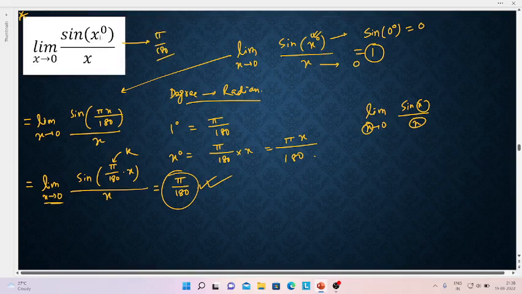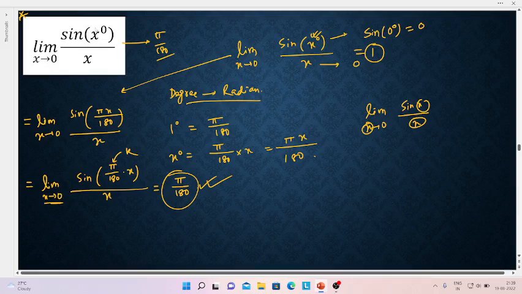Since here x degree is there, we can't apply the formula of sin x upon x, because x degree and x are totally different things, right? Since this is a different thing, we have to change the degree to radian. We know 1 degree is nothing but pi upon 180 radian. So what about x degree? It is nothing but pi upon 180 x.